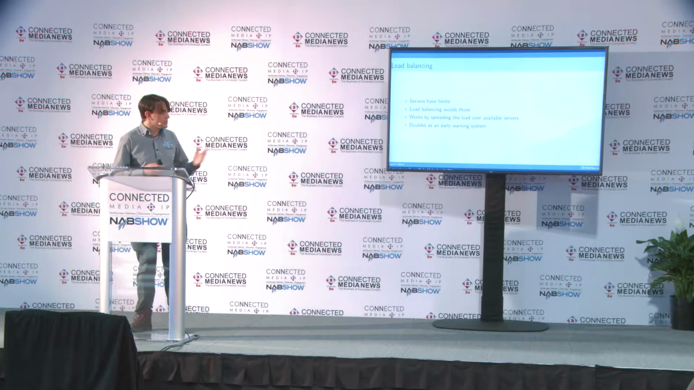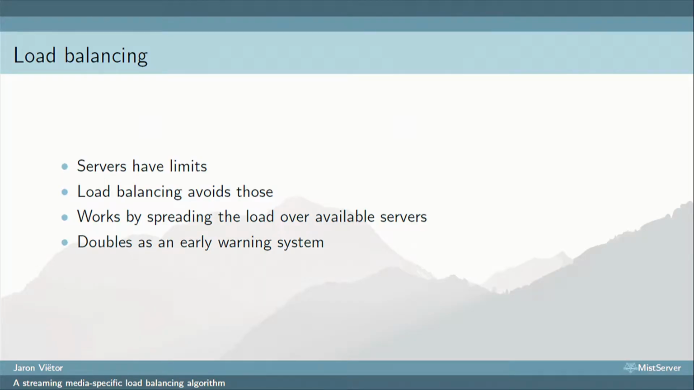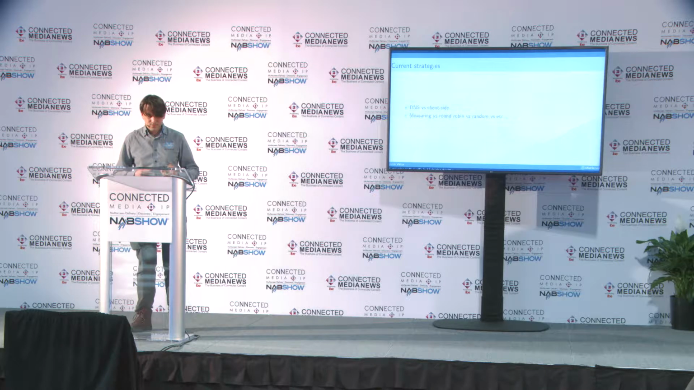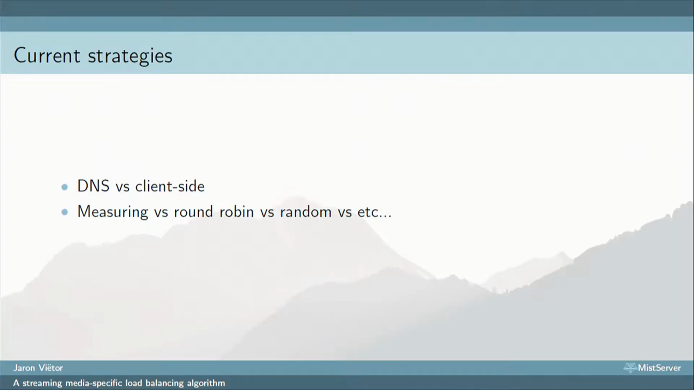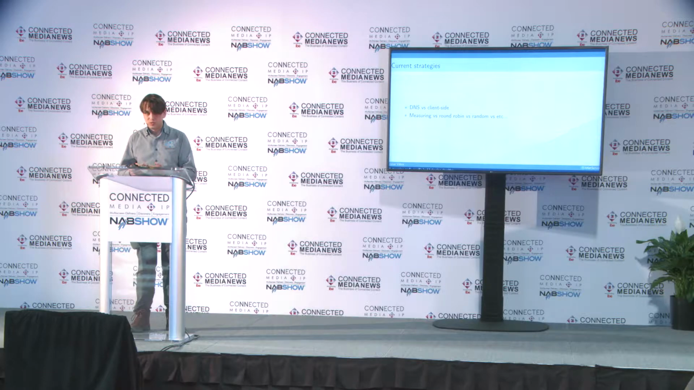Wash, rinse, repeat. Well, it also doubles as an early warning system, because if you can see that you're running out of space on your service, you know that you need to take action. So it serves a bit of two purposes. Now, current strategies for load balancing are either DNS-based or client-side usually. There's a few more, but those are the two big generic ones. The DNS-based load balancing uses a host name that sends to multiple servers, while client-side load balancing has a list of servers on the client side where the stream is being opened, and it picks a server using some technique.